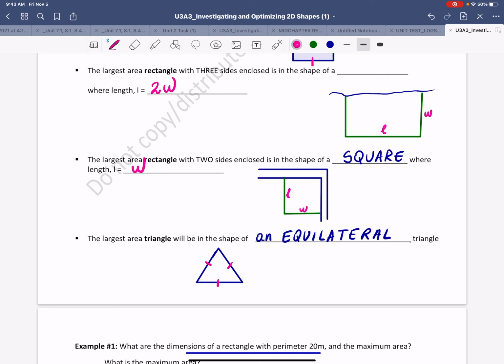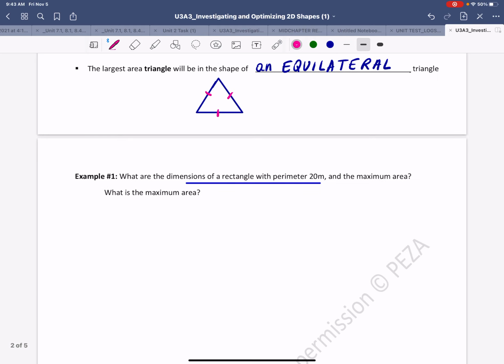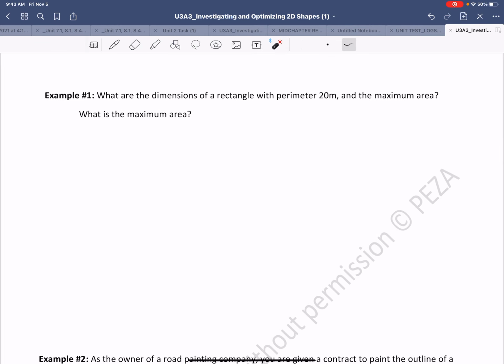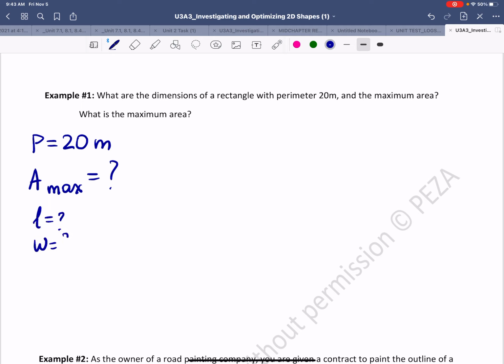Now let's take a look at a couple of examples where we can practice all these definitions together, okay? So in the first example, we have: what are the dimensions of a rectangle with perimeter 20 meters and maximum area? And what is the maximum area? So what we are given in this case is the perimeter, which is fixed at 20 meters. Now we want to find the area, and not just any area, but the maximum area. And we want to know what dimensions will give the maximum area.